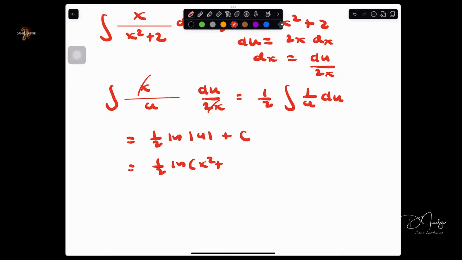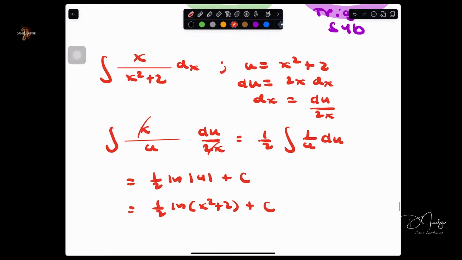u is x squared plus 2. So I moved from the absolute value sign to parentheses because u is always going to be positive. So just remind you guys that. u is always positive. This is the red integral.